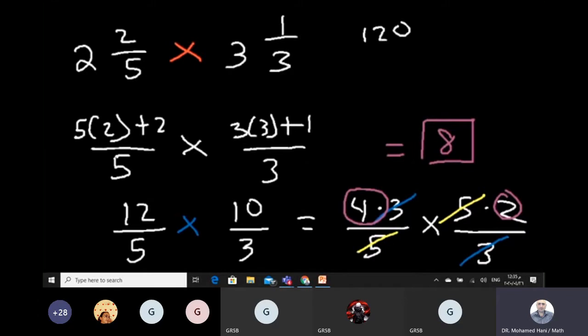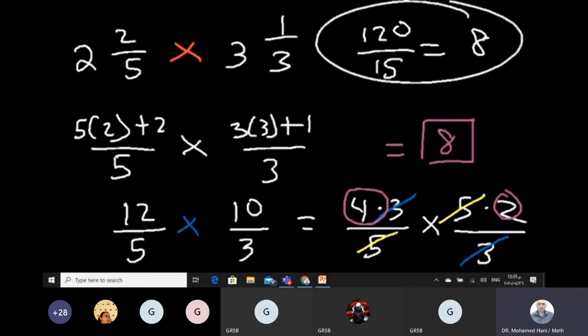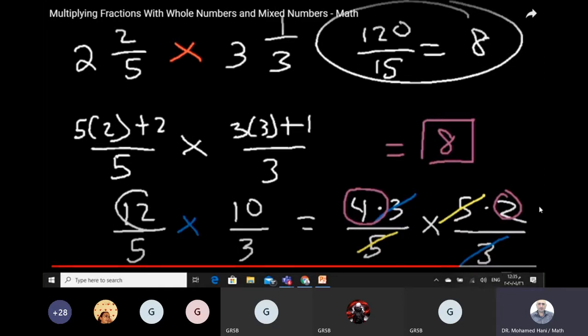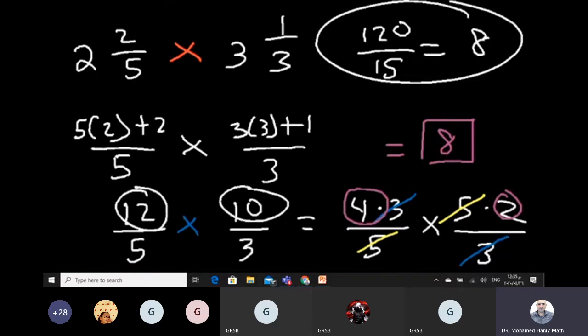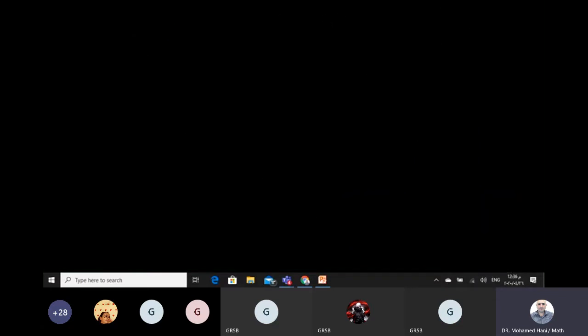And if you take 120 and decide to divide it by 15, you will get 8 as well. But without a calculator, this will take longer to do. So if you don't have access to a calculator, break down these numbers into small numbers and simply cancel. It makes the process a lot easier. Let's try one more example.